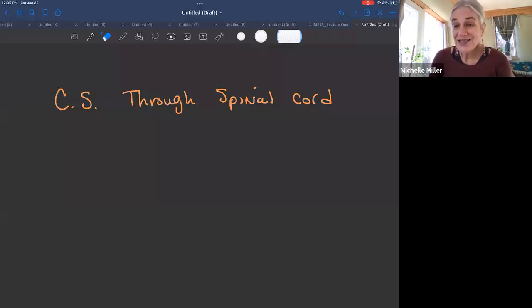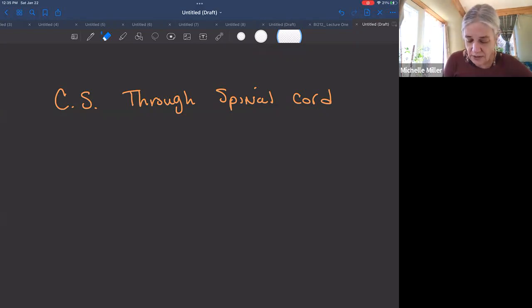We're going to look at the cross section through the spinal cord, which is also referred to as a transverse section. So if you were to cut the spinal cord in half and then look at it, we can see the histology of it as well as how it is connected to the nerves that go out and into your body. So the spinal cord has gray matter and white matter.